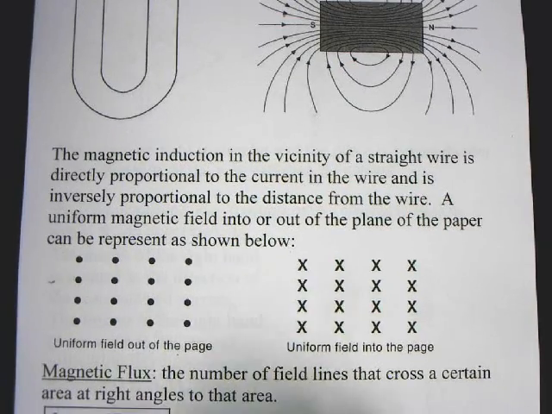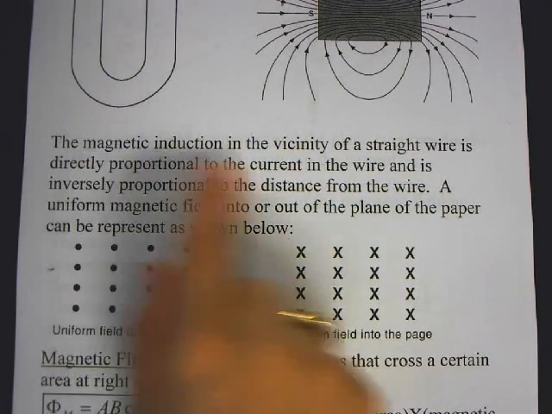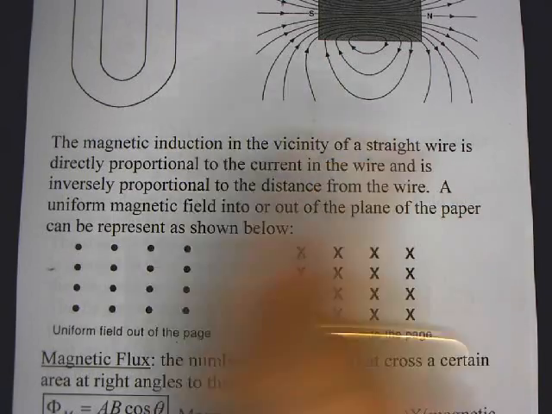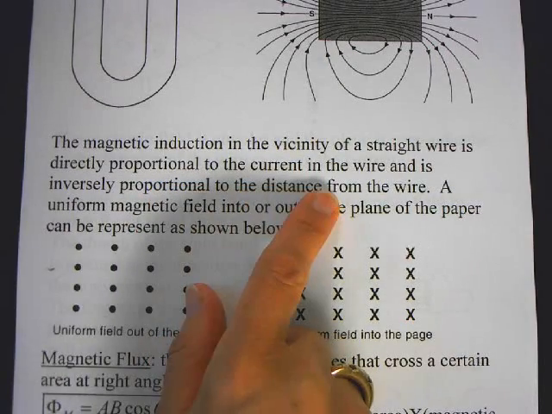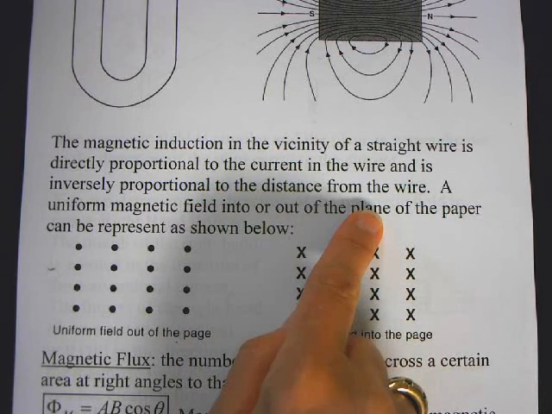Now, what if I have a long, skinny wire, or something like that? Magnetic induction in the vicinity of a straight wire is directly proportional to the current in the wire, and it's inversely proportional to the distance from the wire. It almost sounds like other things that we've learned.